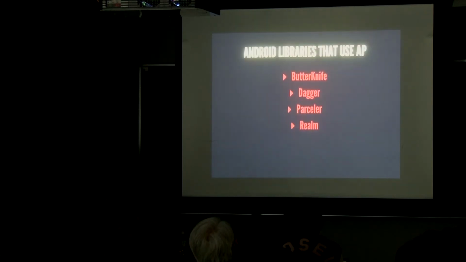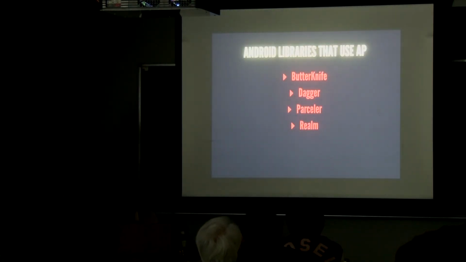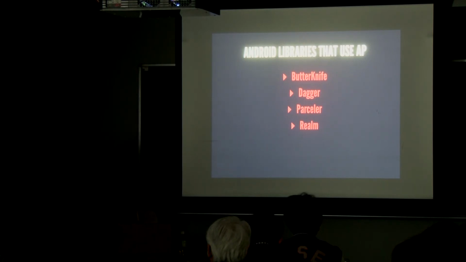So here are some libraries that use annotation processing. Butterknife, probably all of you already know that. It's basically an injector of views, and it's super useful. Dagger for dependency injection, and Dagger 2 as well. Parceler is super useful. The parcelable interface is super clunky to implement, and this helps a lot. And we use it around as well, actually quite extensively.